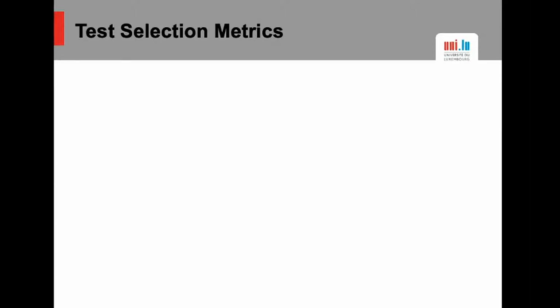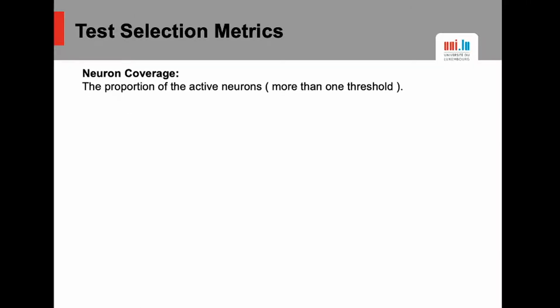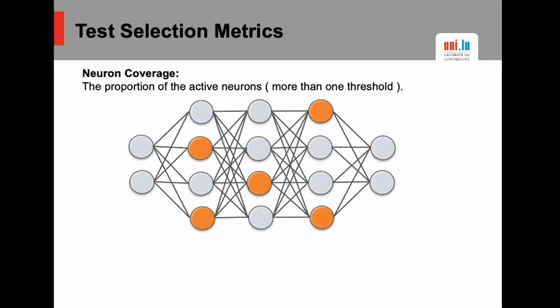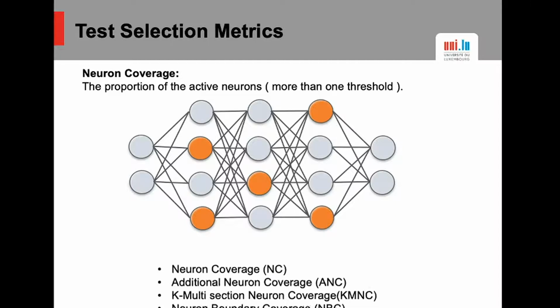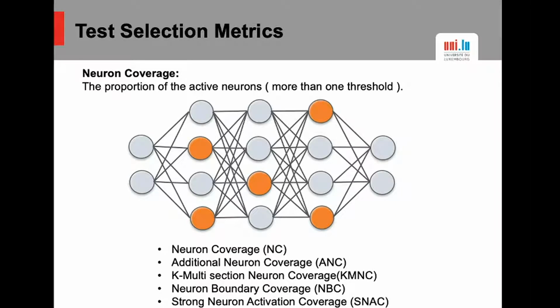Neuron coverage counts the proportion of active neurons, where the value of the neuron is more than one threshold. We consider 5 variants of neuron coverage. Neuron coverage is the basic one, the proportion of active neurons that are more than one threshold. Additional neuron coverage always prefers the neurons that are never covered. The other variants of neuron coverage definition can be found in our paper.